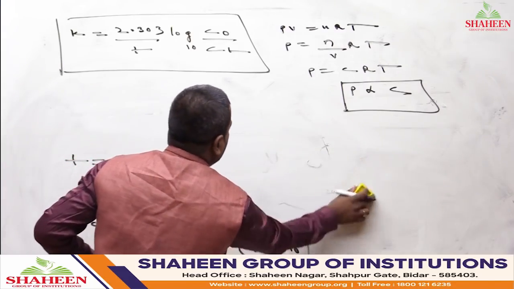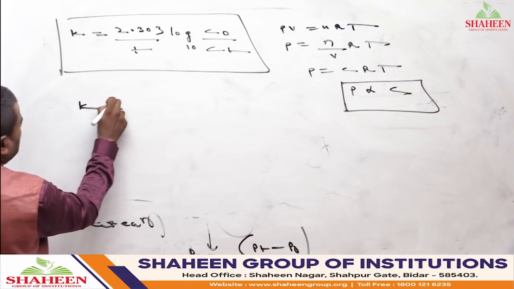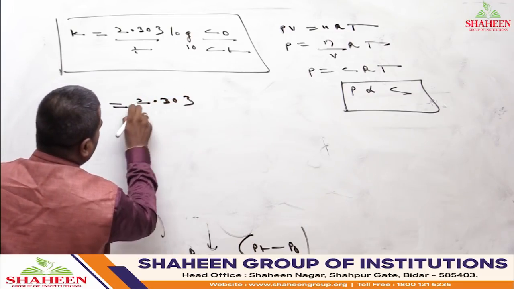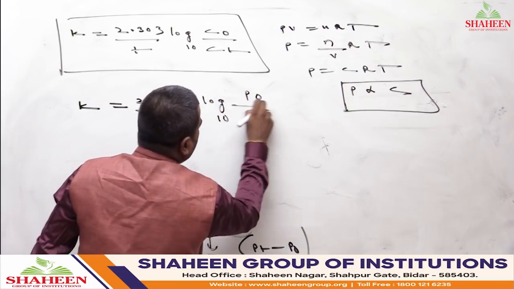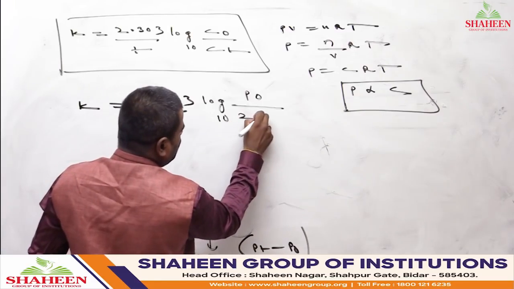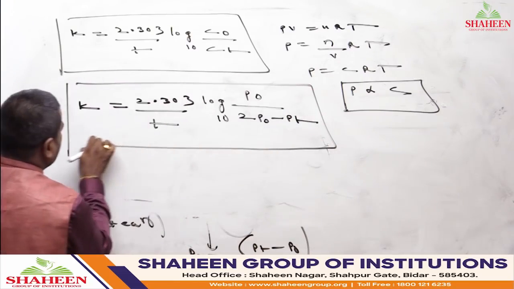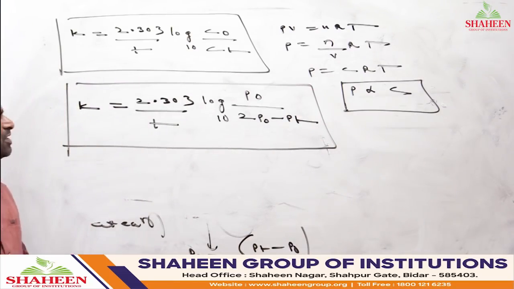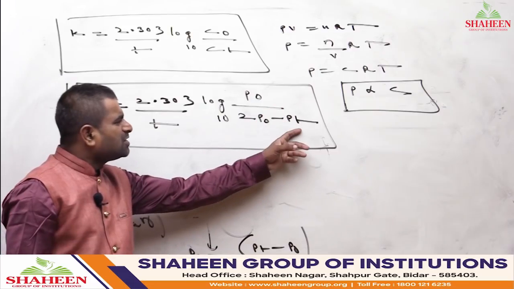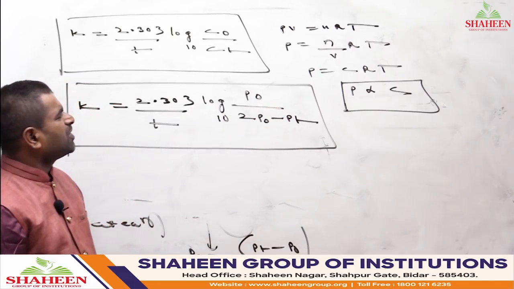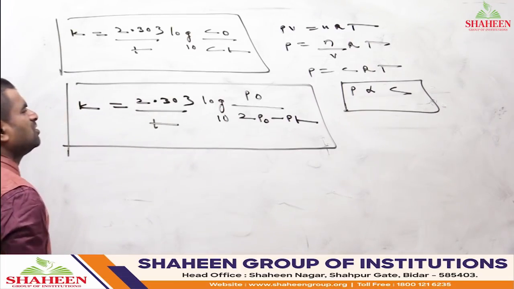Therefore, finally we get the integrated rate equation of a first order reaction for a gaseous phase reaction: K is equal to 2.303 divided by T log base 10 of P naught divided by 2 P naught minus P total. You have to remember this very important formula. Many times questions are given at NEET level. P naught is the initial partial pressure of the reactant at T is equal to 0 time.